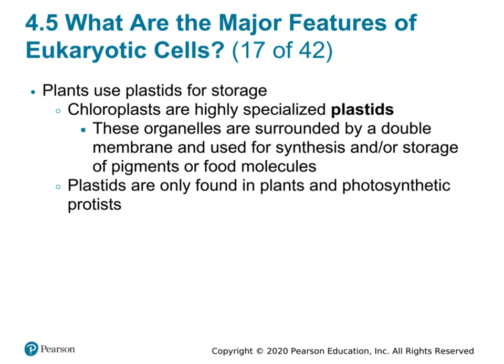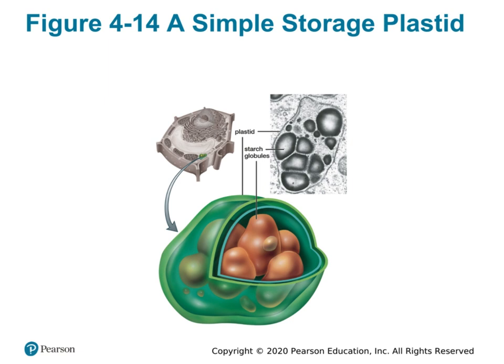But let's not also forget plastids. Plastids are like simple chloroplasts. They're still double layered, but they're just storage sites for things like pigments or food molecules. And they're only found in plants and photosynthetic protists. So here is a plastid, and it's just simply storing starch globules.